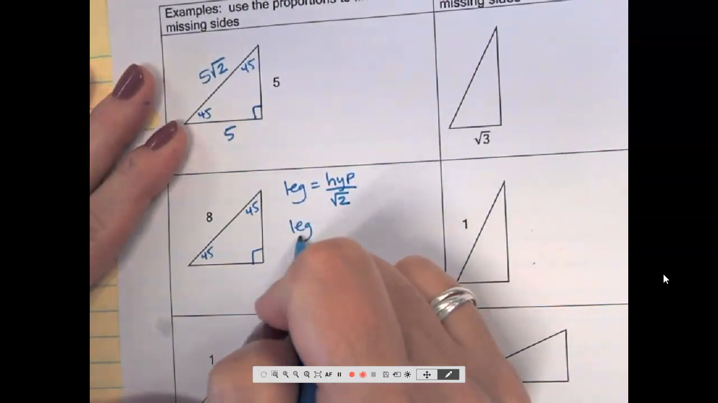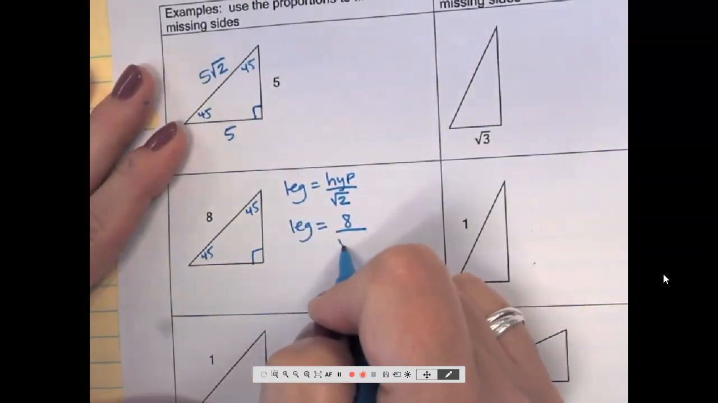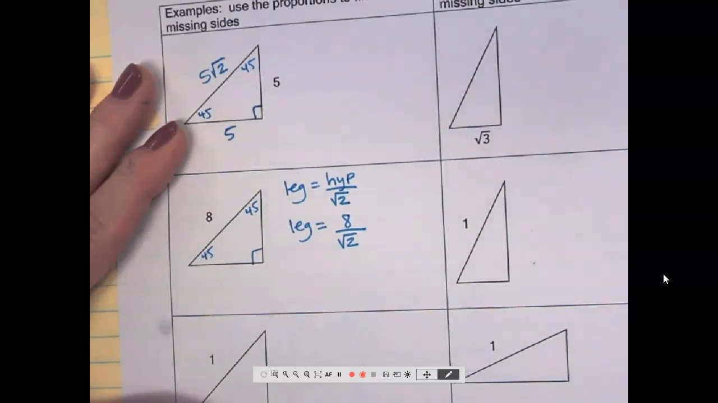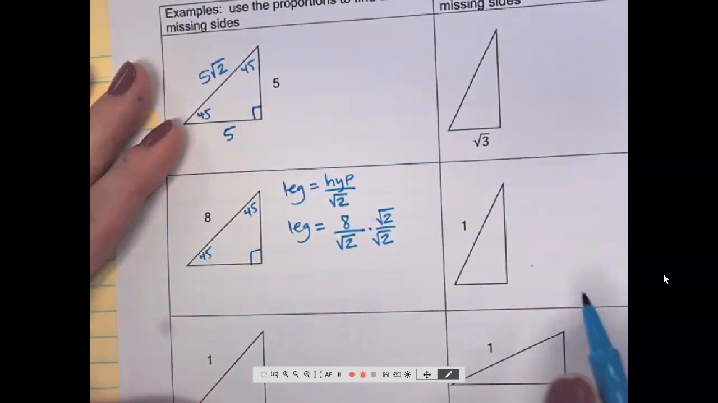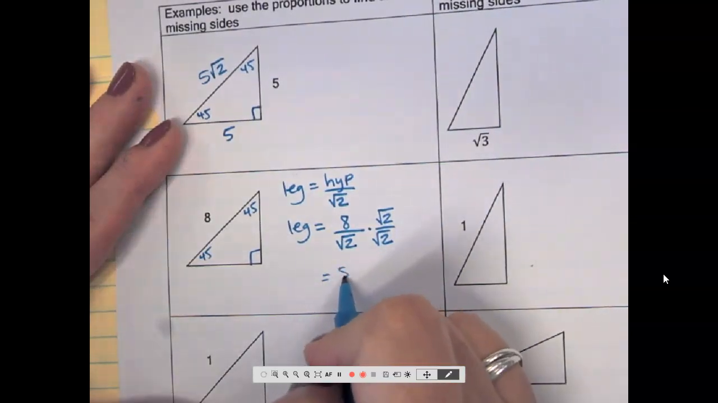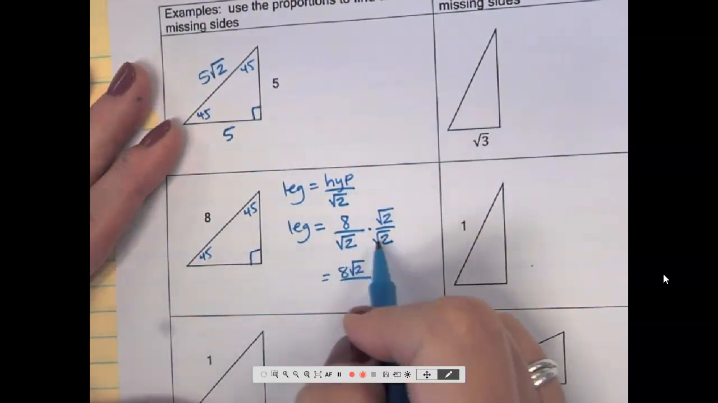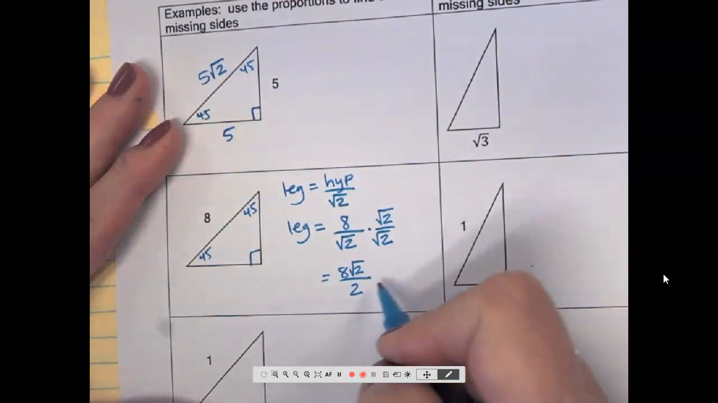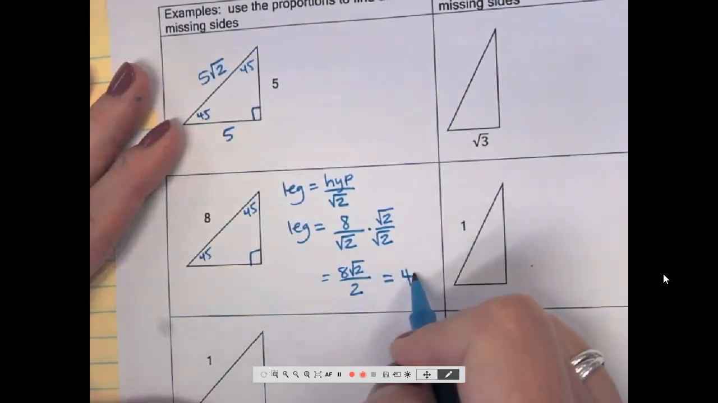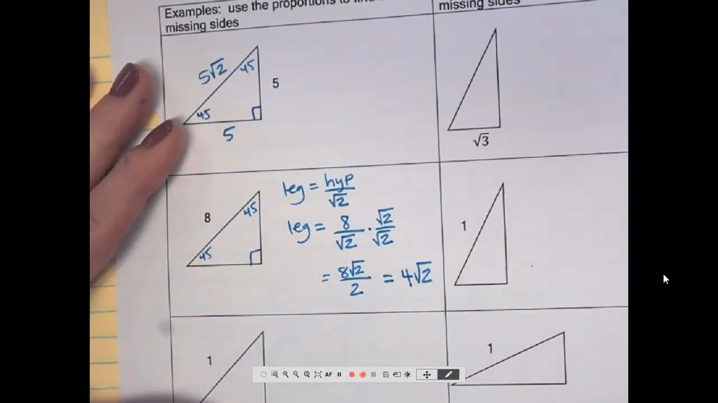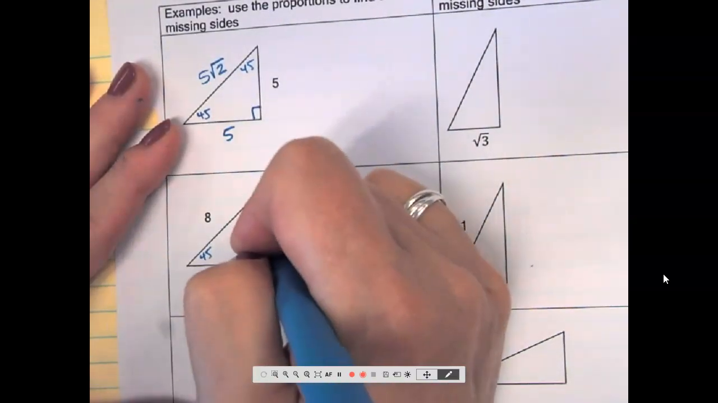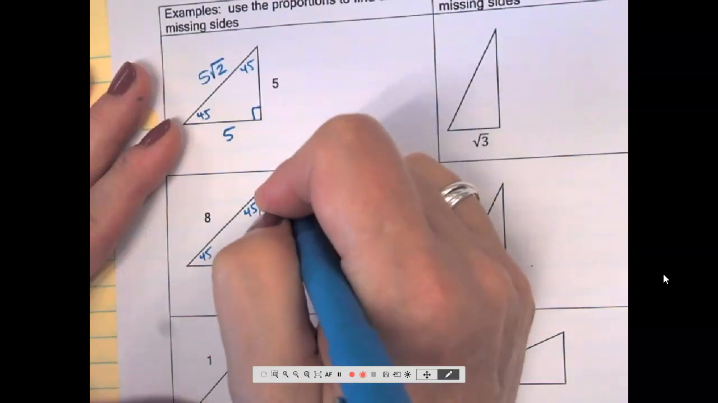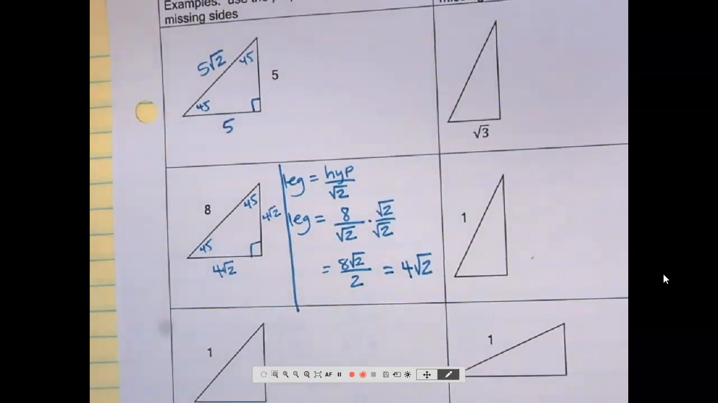Okay, so the leg will be 8 divided by square root of 2. Okay, well, I'm going to rationalize that. And I get 8 square root of 2 over square root of 4, which is 2. And that becomes 4 square root of 2. 4 square root 2, 4 square root 2. Any questions on that?